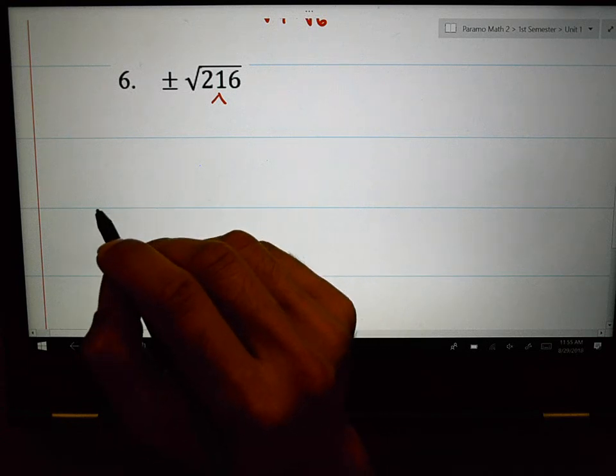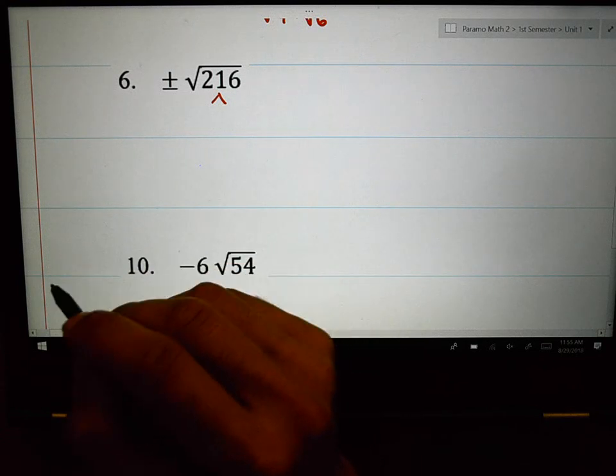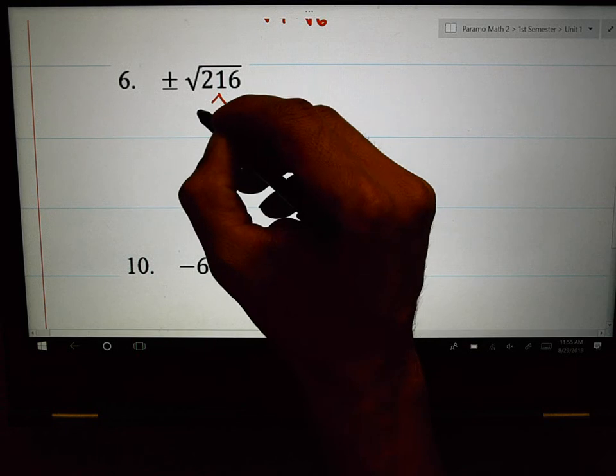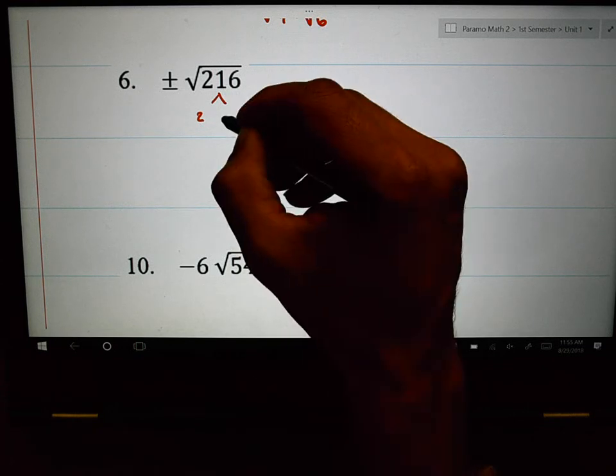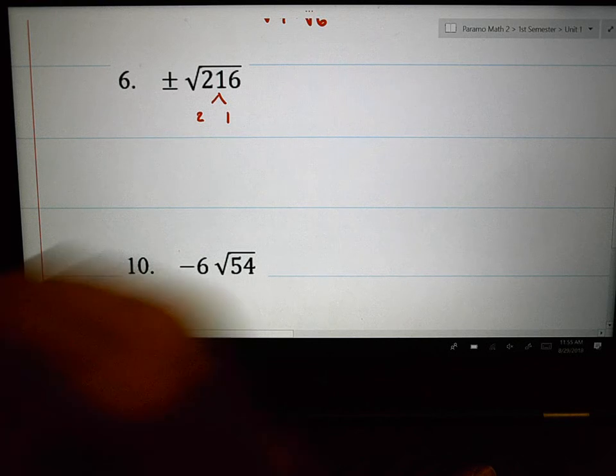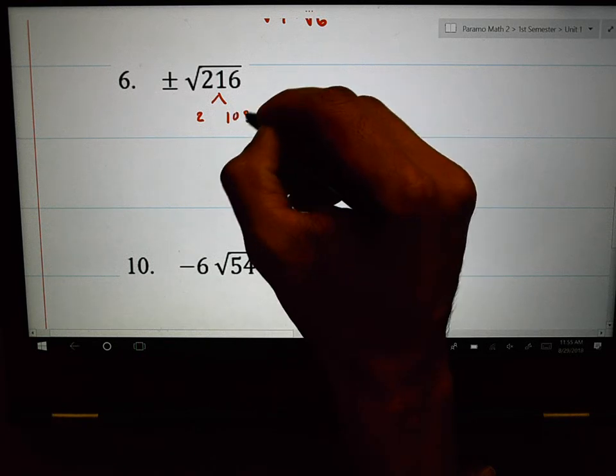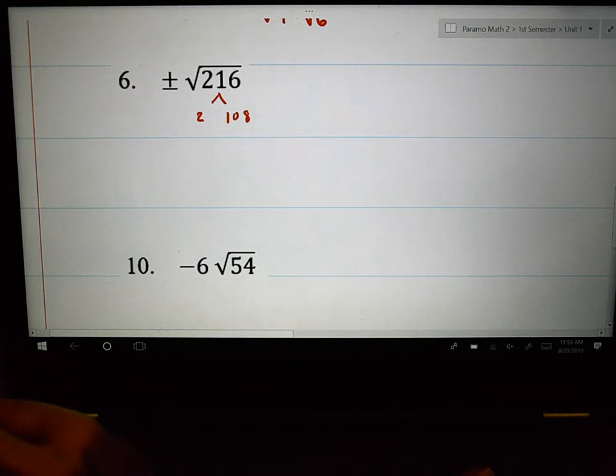Now I don't know what goes into 216. Can't think of 2 numbers that are kind of big. So a lot of times I'll just say, oh, it's even. Even numbers are divisible by 2. And so I have to think, what's half of 216? I know half of 200 is 100, and half of 16 is 8. So 2 times 108 is 216.